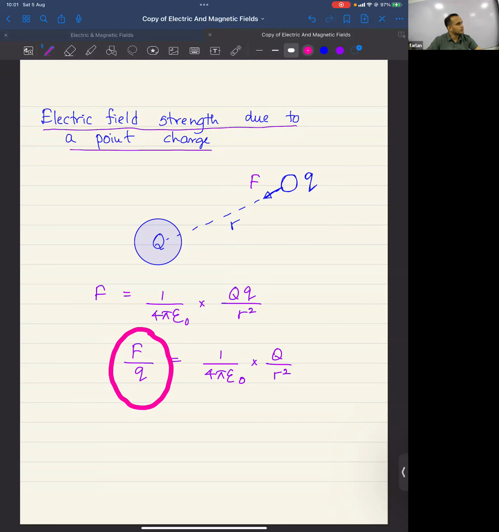F over Q means what? The force per unit charge, right? F over q means at that point, how much is the force per unit charge? Agree? Force over charge means force per unit charge at this point. So what does force per unit charge mean? Electric field strength. So the electric field strength at that point is equal to 1/4 pi epsilon naught into Q over R square.